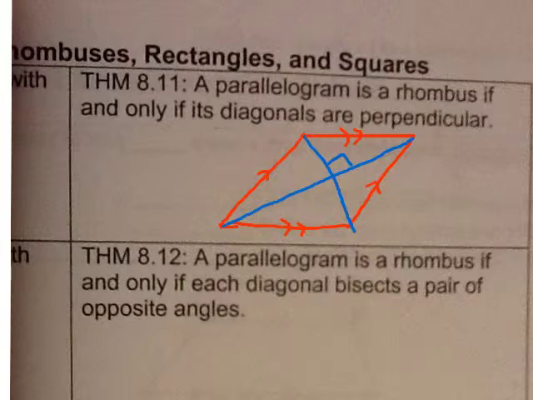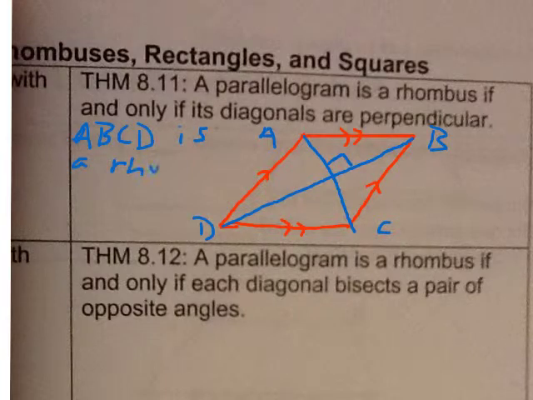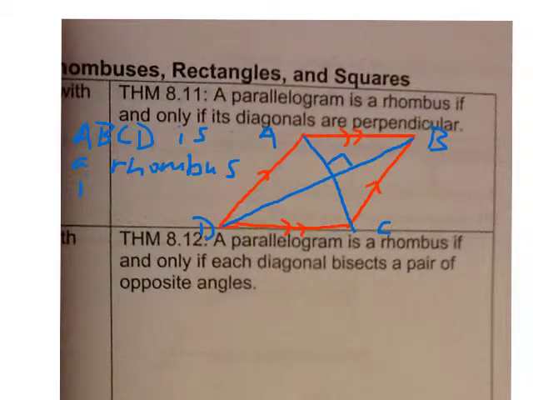Okay, so if we label this ABCD, ABCD is a rhombus if and only if AC is perpendicular to DB. Sorry, I'm not sure why the pen's glitching, but AC is perpendicular to DB. That's what that last thing says there. So basically, you just need to know that the diagonals here are perpendicular.